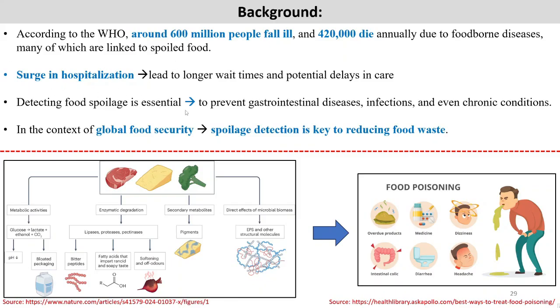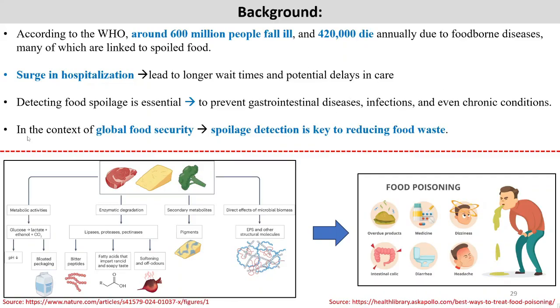So this makes the detection of food spoilage an essential parameter, because it can help us prevent gastrointestinal diseases, infections, and even the chronic conditions that are associated with the consumption of spoiled food, especially in the rural setup. And by doing this, we will be able to reduce the potential delays in the healthcare system.